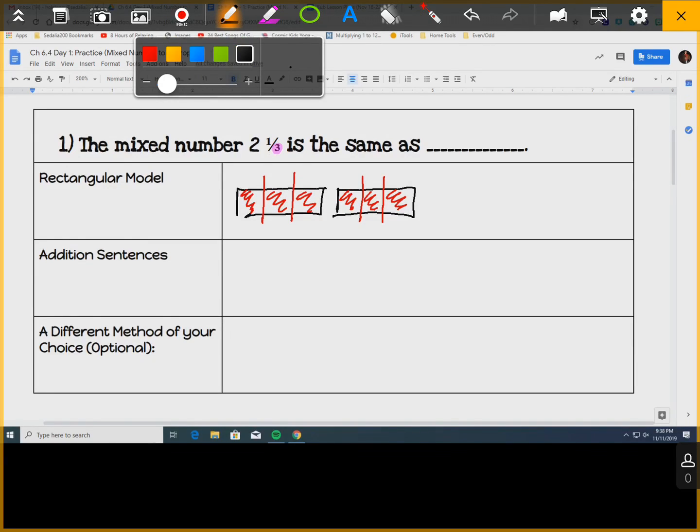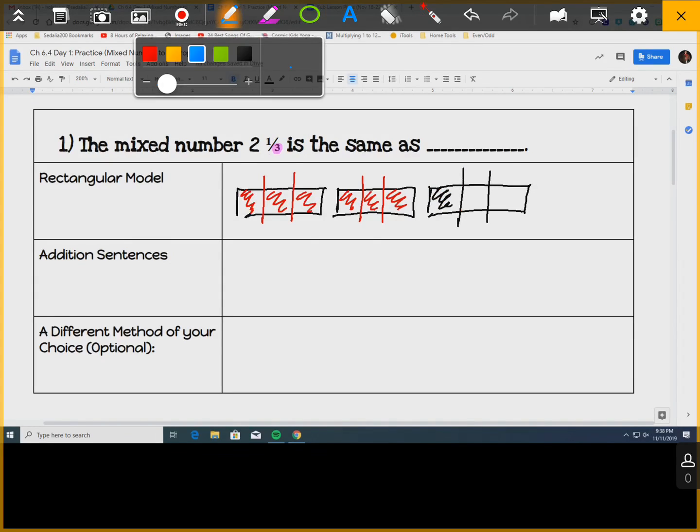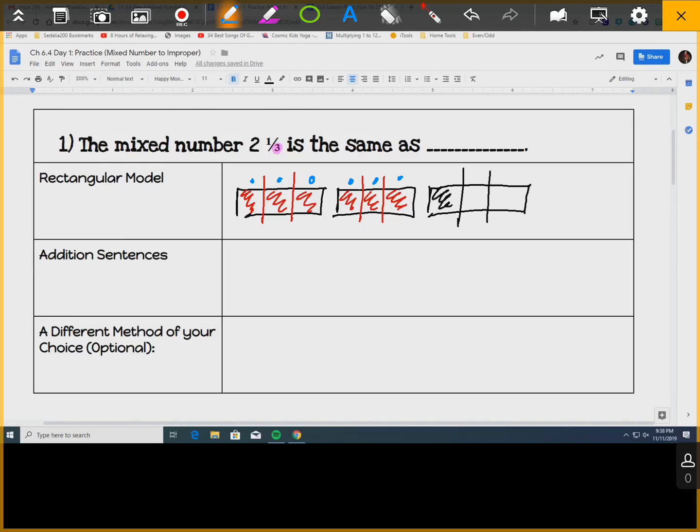Then I need to have one more third. So I draw a whole, cut it into thirds, and color one of those pieces. I can now easily count my thirds. 1, 2, 3, 4, 5, 6, 7. That gives me the improper fraction of 7/3.